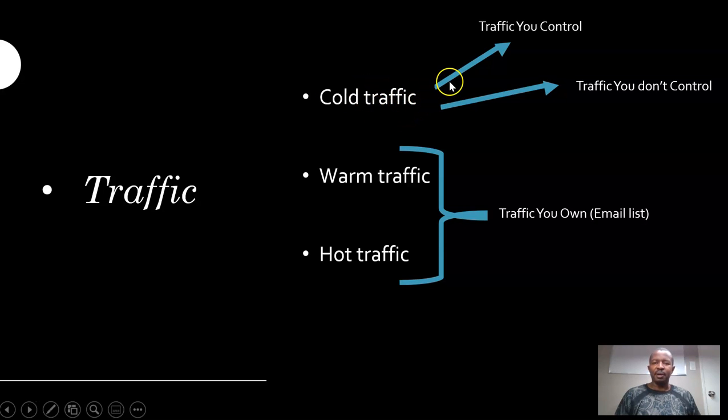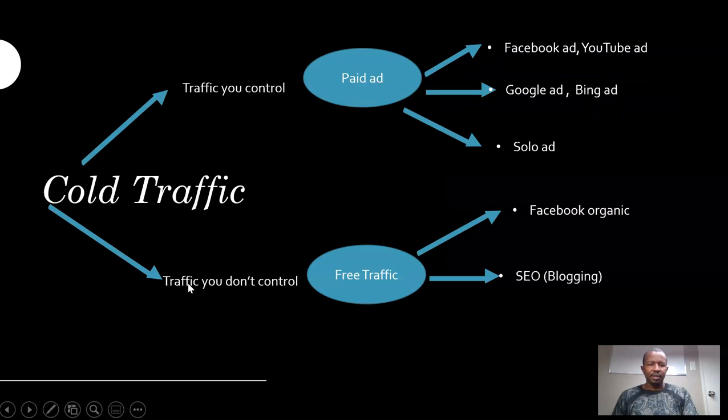Traffic you control is like paid ads, which we'll see later. And traffic you don't control is free traffic, like Facebook organic, SEO, all that stuff. You don't know who's clicking and when they're going to click. It's completely random. You don't control this.